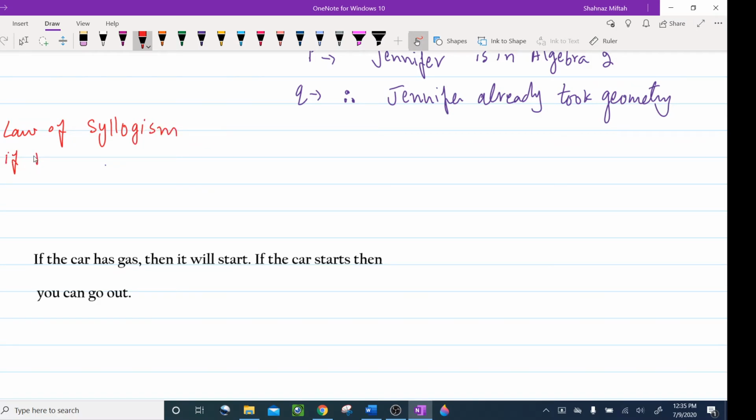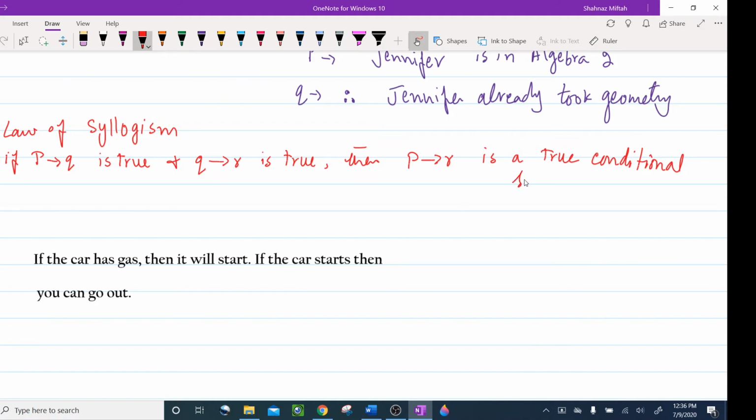Law of syllogism: if P then Q is true, you know, if P then Q means a conditional statement, right? If the conditional statement is true, and if Q then R is also true, then P then R is a true conditional statement.